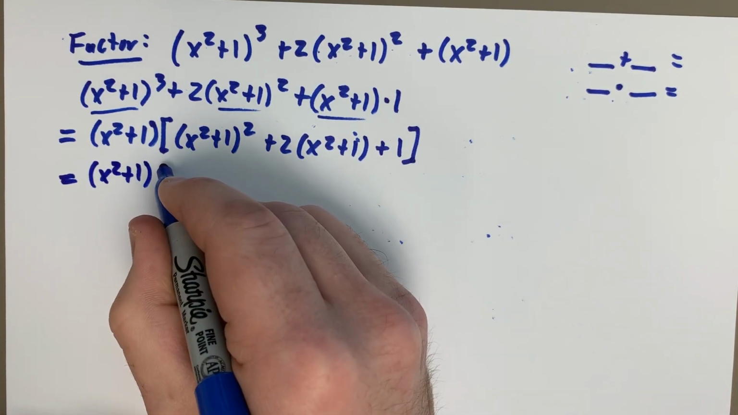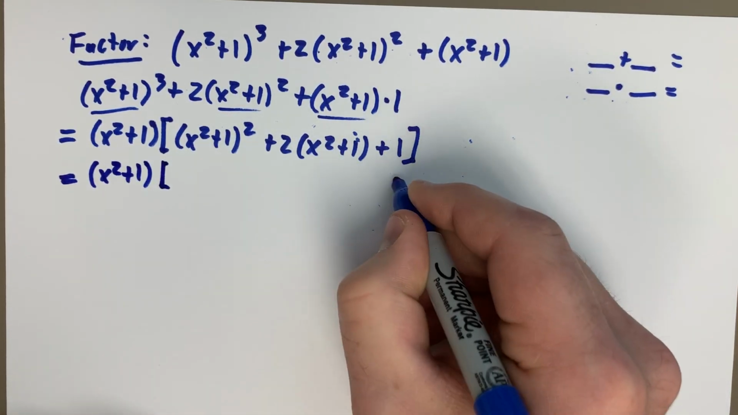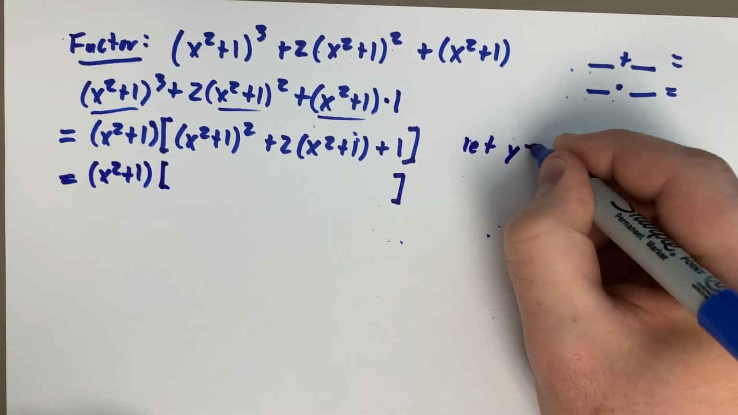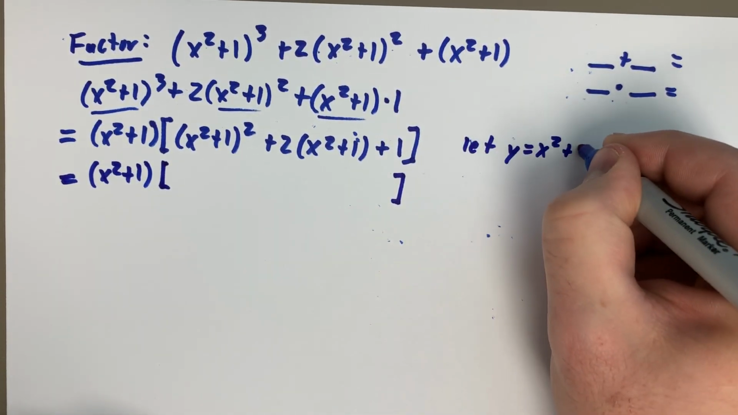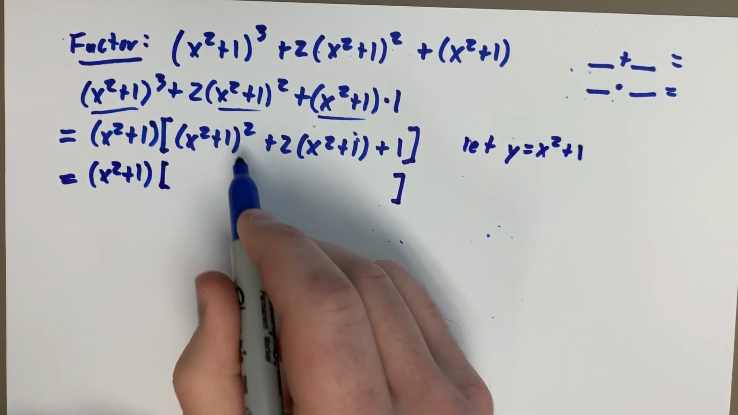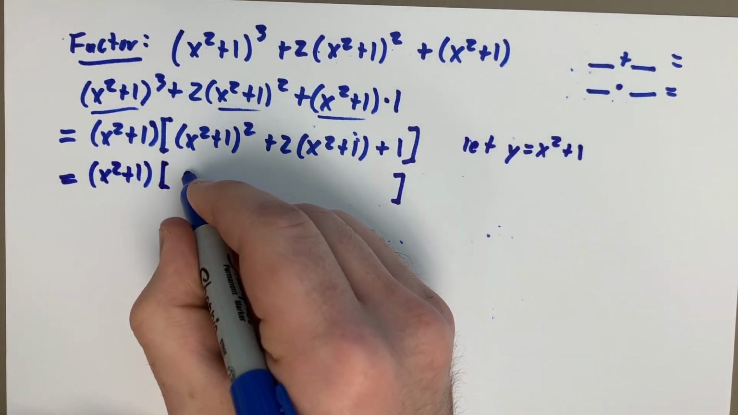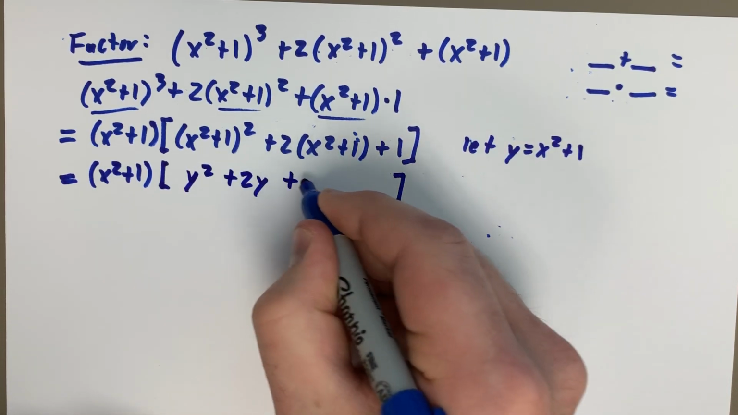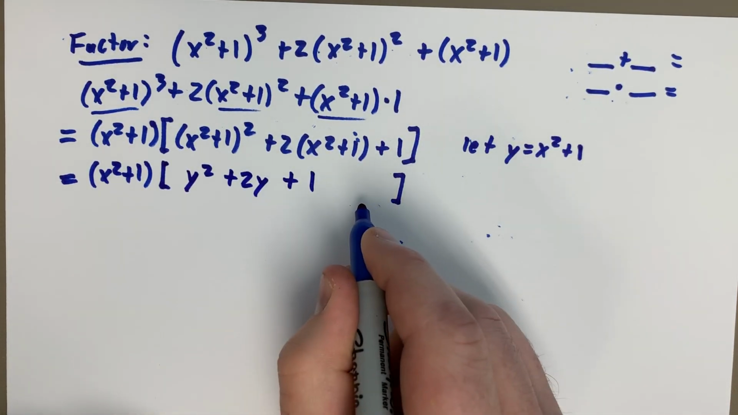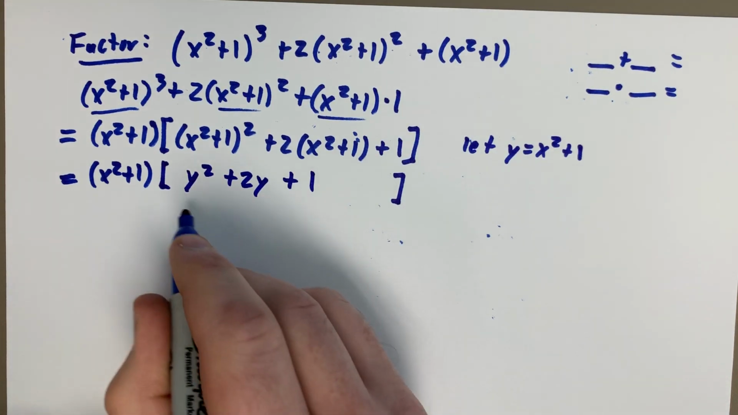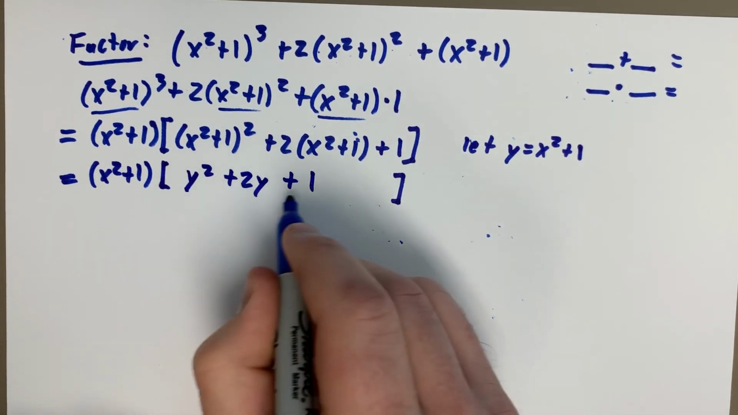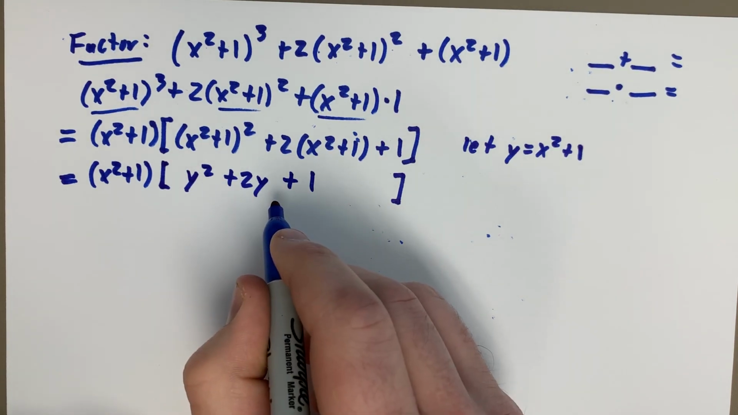So, looking at this, I need to make a substitution. So we're going to let y equal x squared plus 1. So every place I see an x squared plus 1, I'm going to replace it with this y. So this gives me y squared plus 2y plus 1. So I guess I didn't really need all this space in here, but that's okay. Okay, so now looking at this, maybe I can factor this. This looks like a normal quadratic.